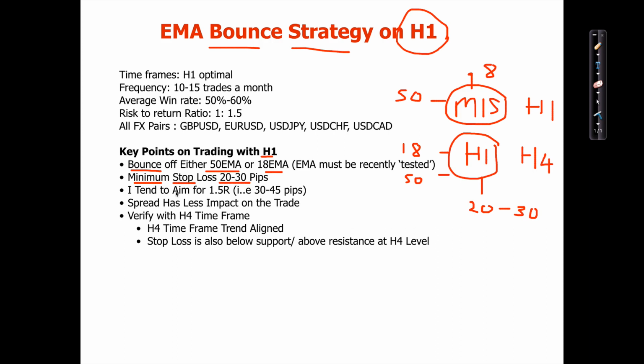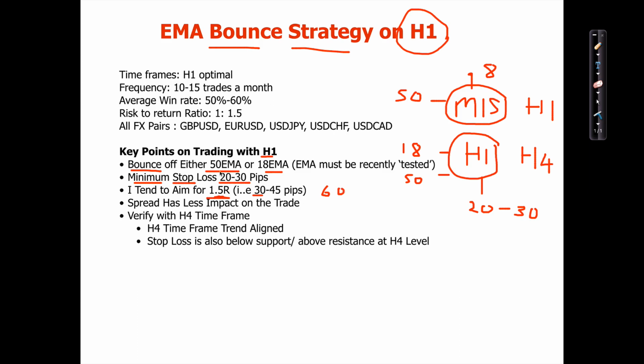And I aim usually for 1.5R. For M15, I aim for 2R. I risk 1 to make 2. On the H1 time frame, I tend to aim for 1 to 1.5, for a very simple reason: if 1R is 30 pips, 2R is 60 pips, and to reach 60 pips, it's going to take quite a long time. So I take 45 and I'm pretty happy with that.